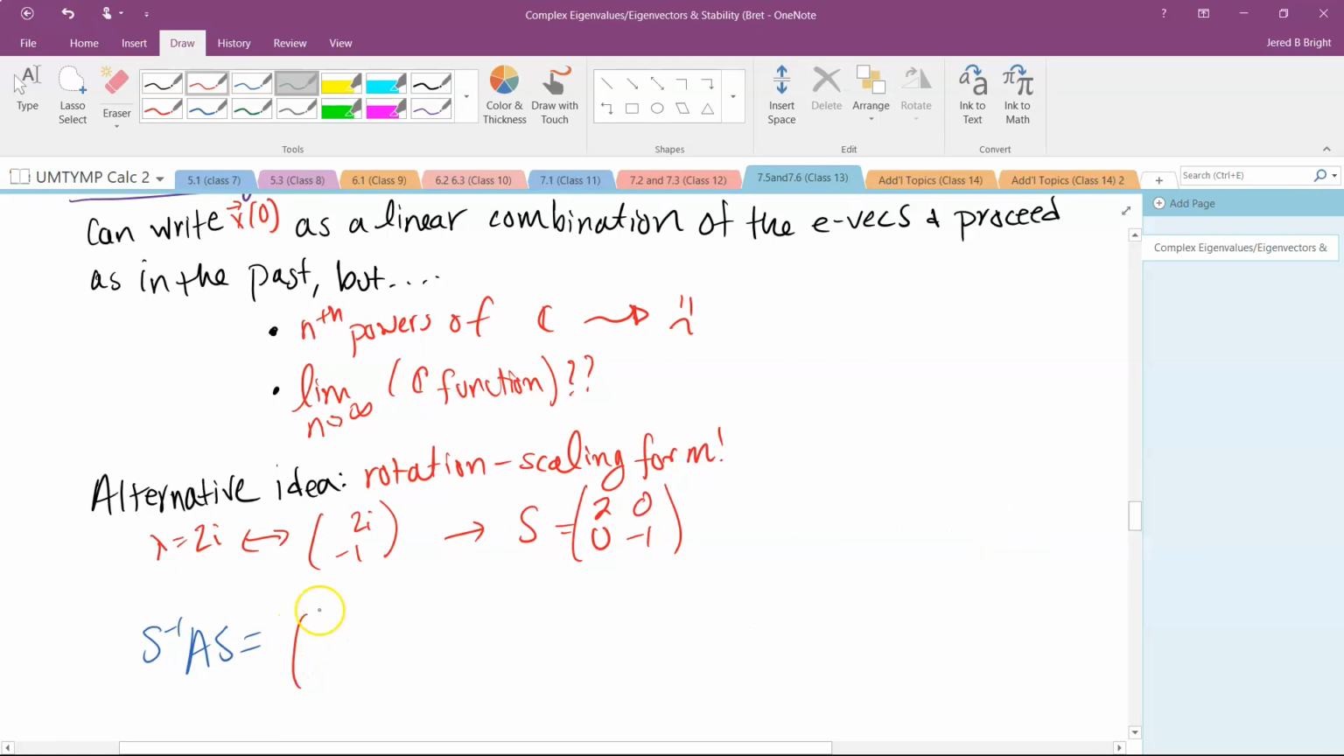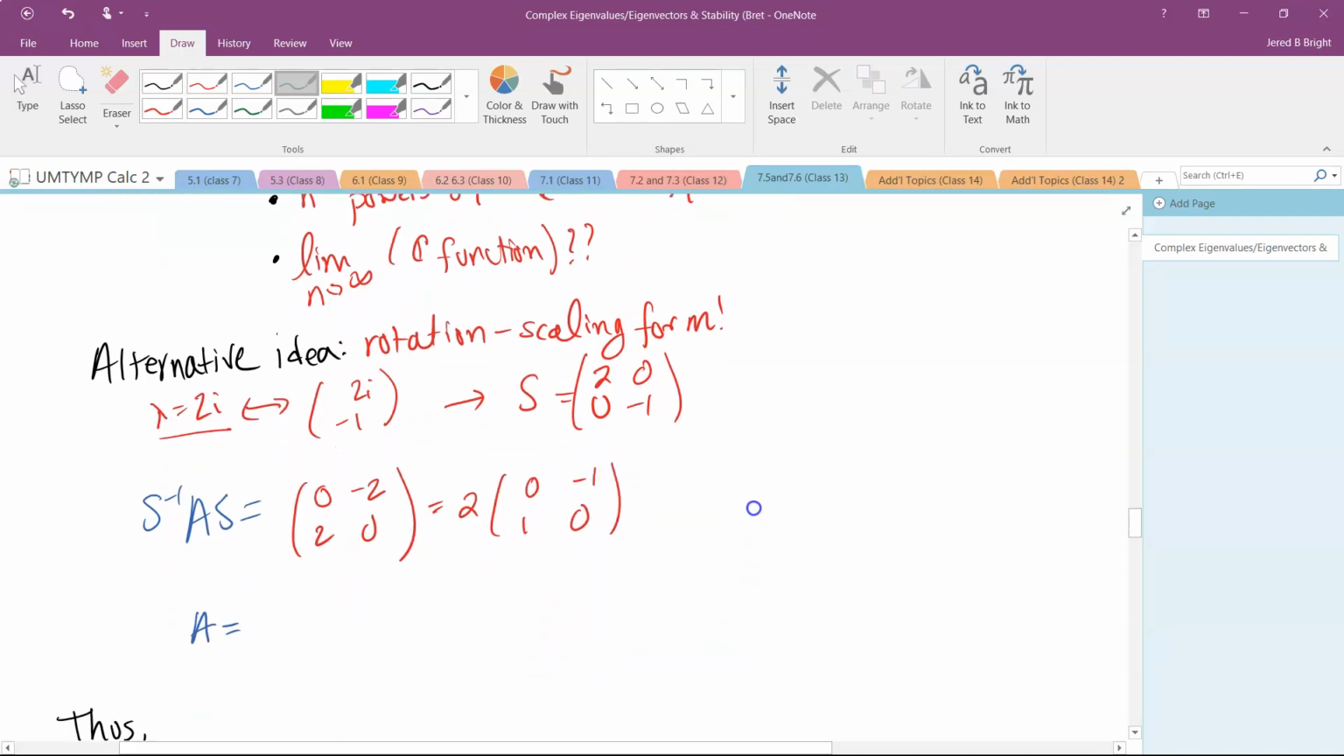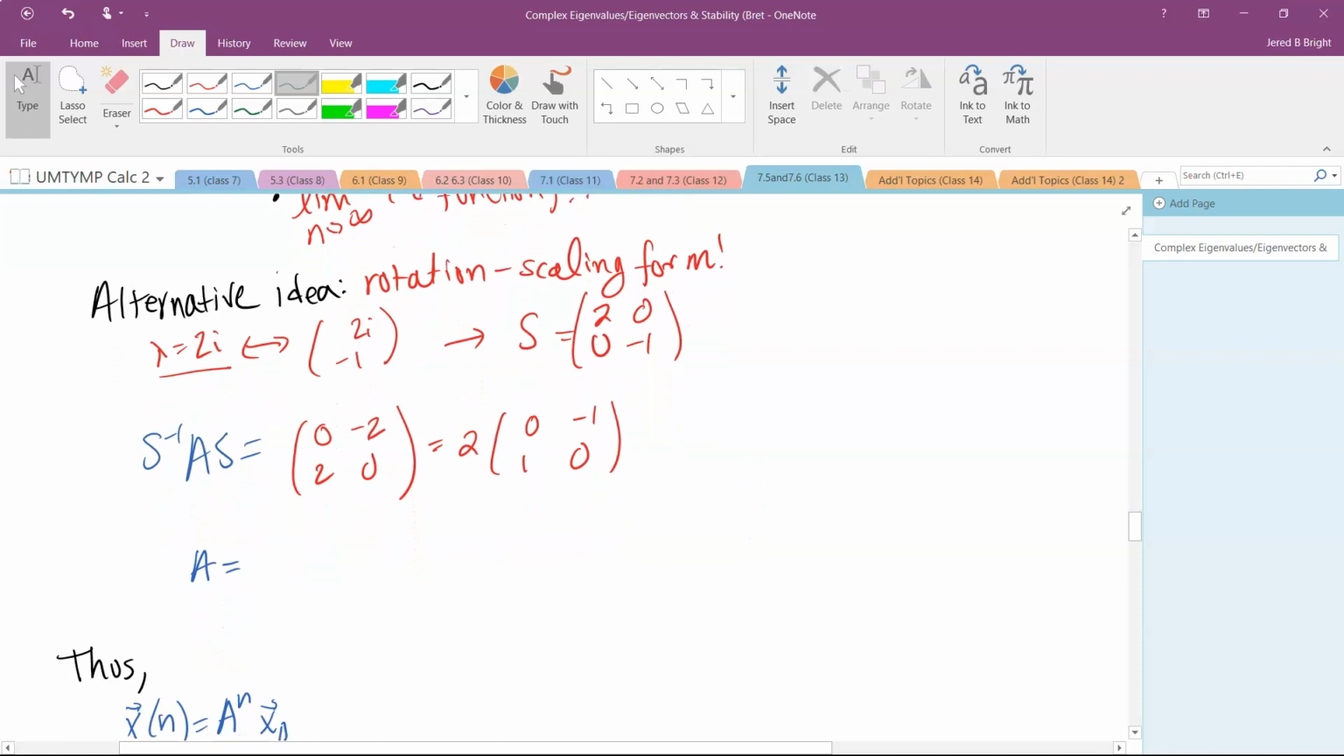So then that means that when I look at S inverse AS, this is going to be 0, 2, the real and the imaginary part of the eigenvalue, and then 2, negative 2, 0. Okay, so that's nice. And previously we already said that this is the same as 2 times 0, 1, minus 1, 0.